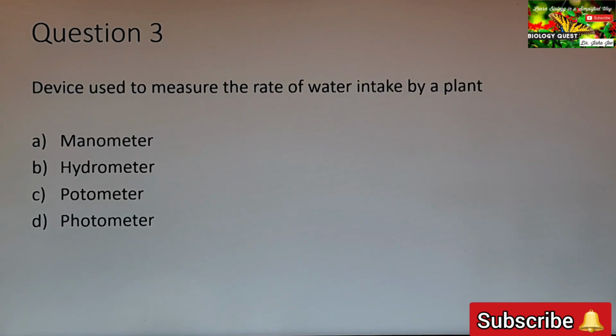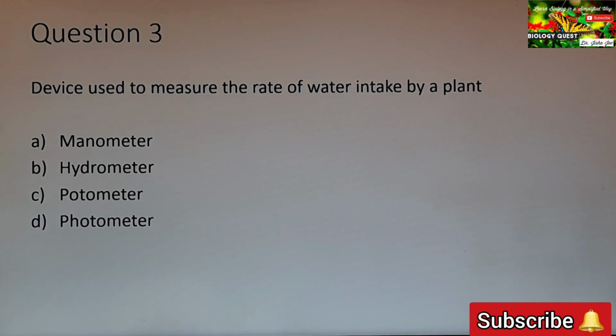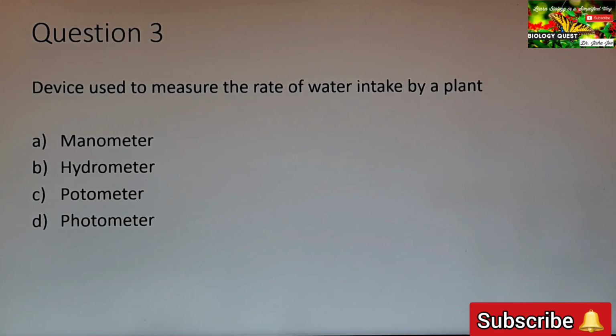Moving on to question 3. Device used to measure the rate of water intake by a plant. Options are manometer, hydrometer, potometer and photometer. Now let us have a look at each of the options. Manometer, it is a device or an instrument used for measuring pressure. Hydrometer, it's a device used for measuring the relative densities of liquids.